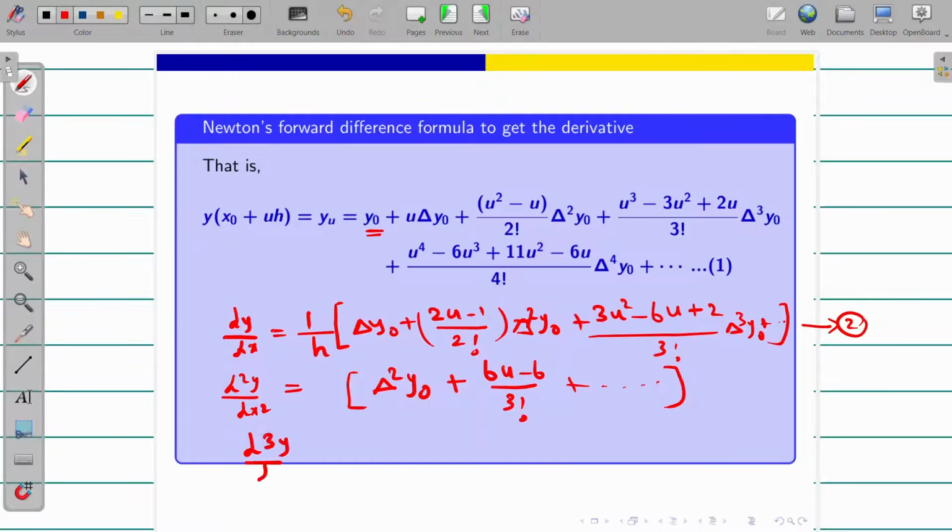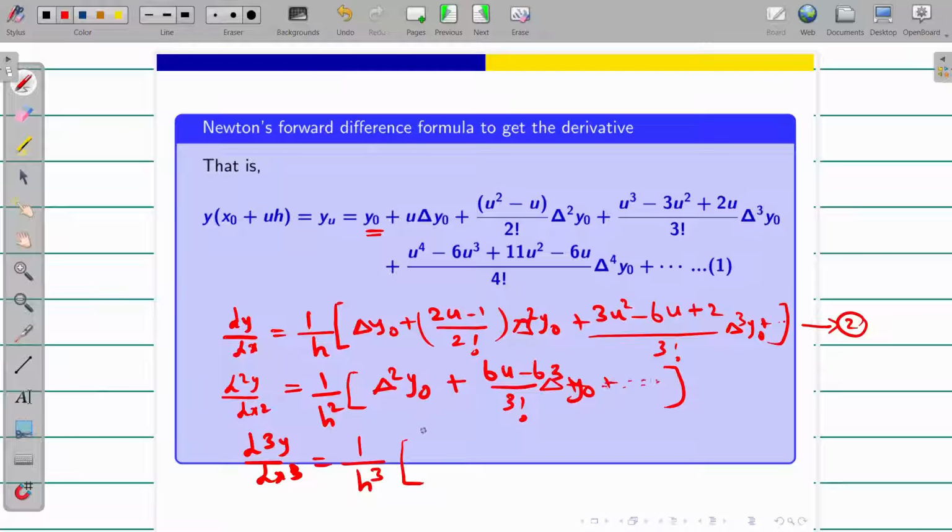Third derivative, d cube y by dx cube, which is equivalent to, here for the second derivative you have to multiply by 1 by h square. Already 1 by h is there, again 1 by h will come, so 1 by h square. Now what about the third derivative? Obviously it will be multiplied by 1 by h cube. Again differentiate this term with respect to u. So this will be 0. Here the differentiation of u is 1, 6 divided by 6. Here I inserted that del cube y naught. This will be there, plus etc.